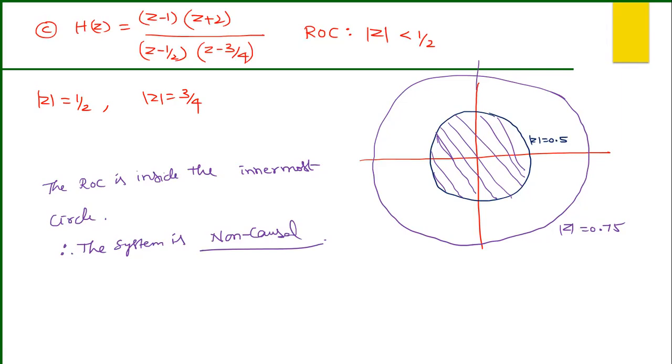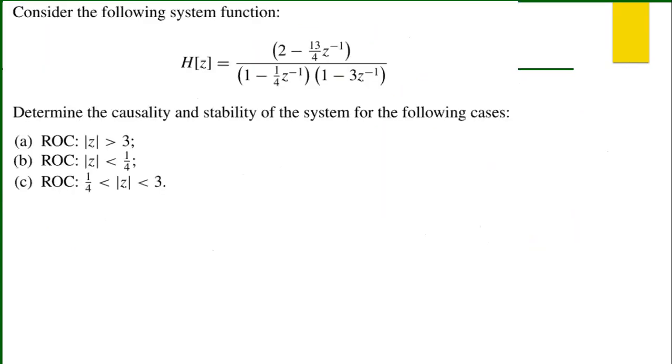Therefore, the system is non-causal. Now, so this question we will see. Consider the following system H of Z. Determine the causality and stability of the system for the following three cases.